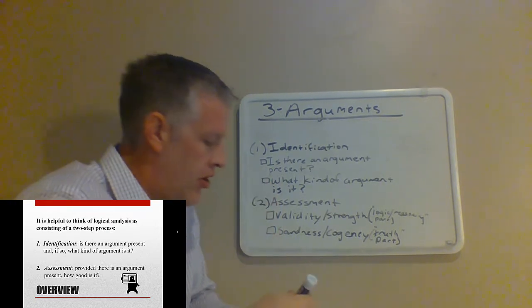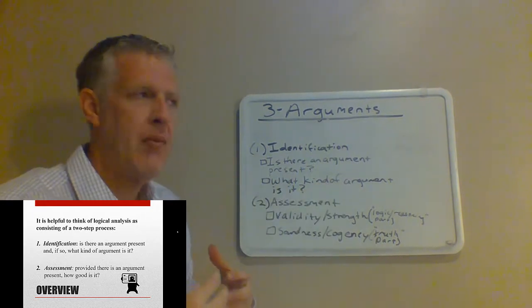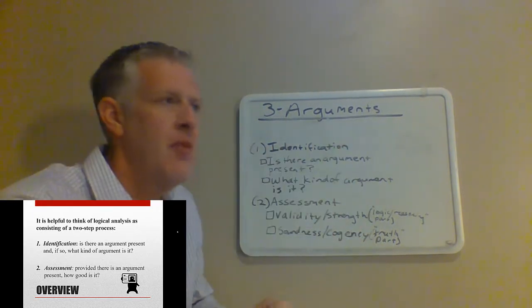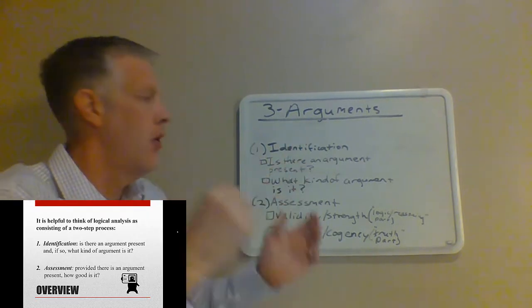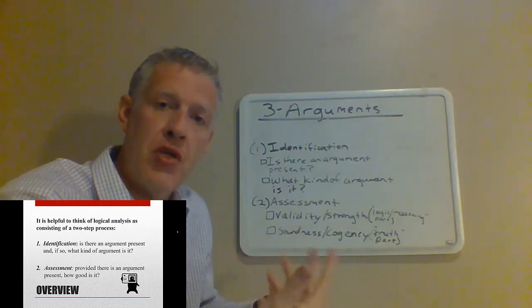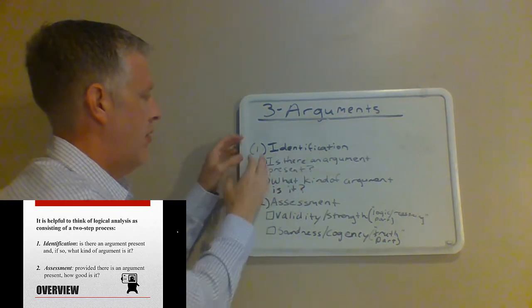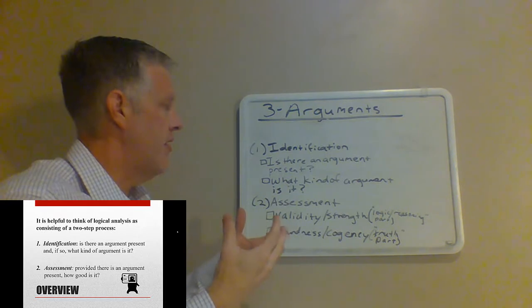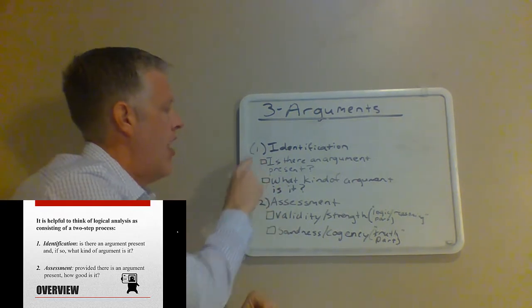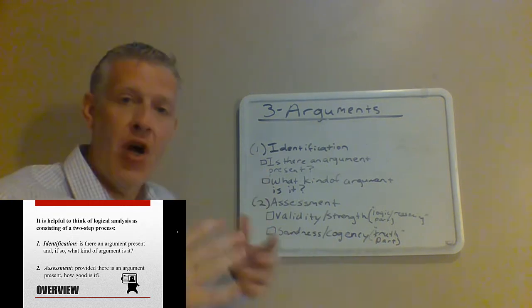Okay? So when you have a bunch of mumbo jumbo in front of you, or a bunch of words, or somebody just spouted off a bunch of stuff to you, your first task as a logician, or at least insofar as you're concerned with the arguments at play, is to, as I call it, engage in the identification process. That's step 1. And ask yourself, so step 1 of step 1, is there actually an argument present?